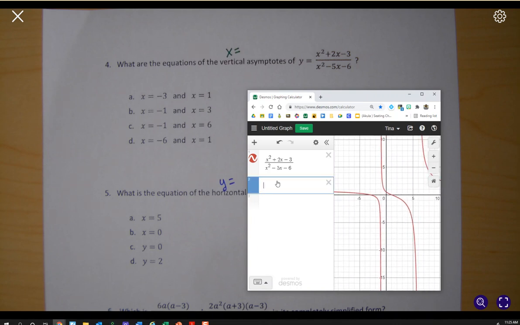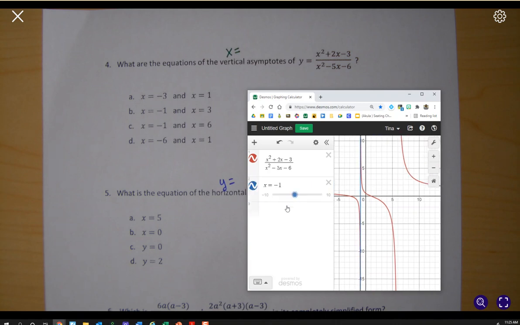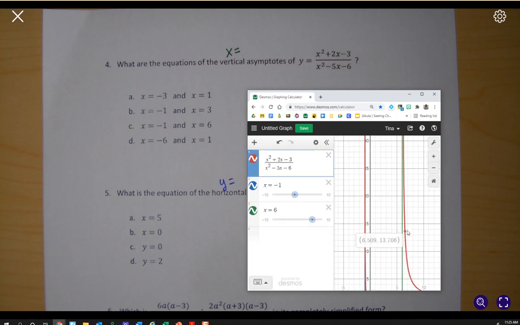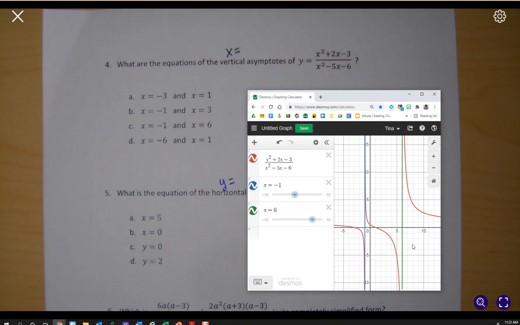So to find it, we're going to type x equals, since we're looking for vertical, and it's looking for the line that's in between here. So I would say x equals -1 is a vertical asymptote. Yeah, that looks good. And then for the other one, you also have here x equals, let's say 6. Yeah, we want to make sure it's in between these two. So see how it gets closer and closer to it, but it never touches it.